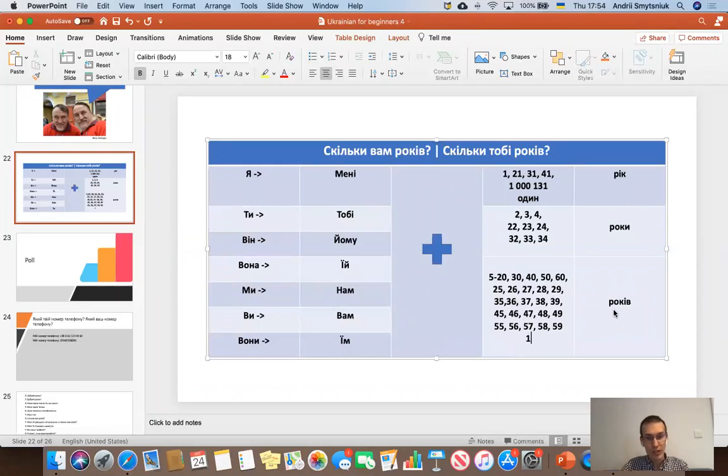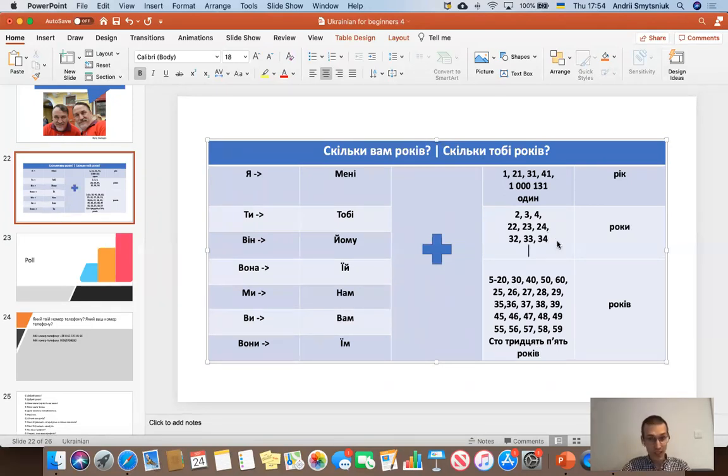Then it could be 135 років. And if you have a numeral that ends with 2, 3, 4, then you would use the noun роки. Okay, I hope this answers the question.